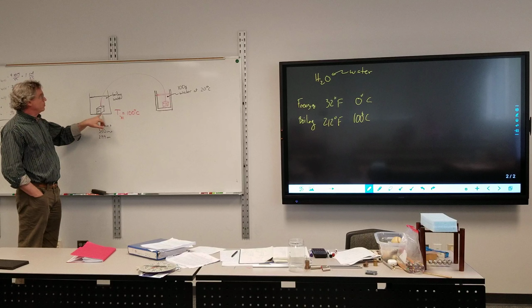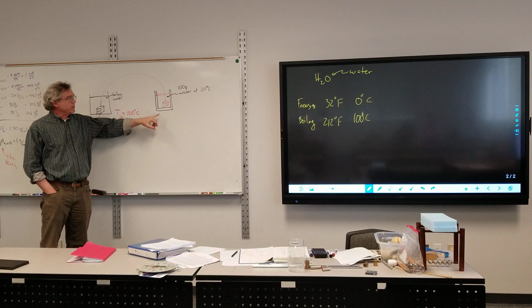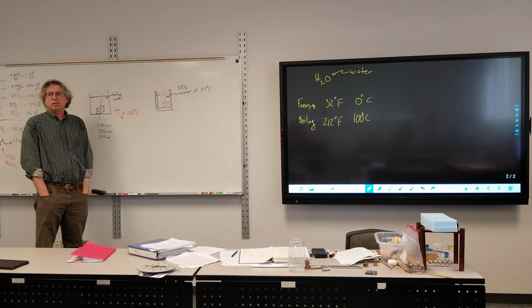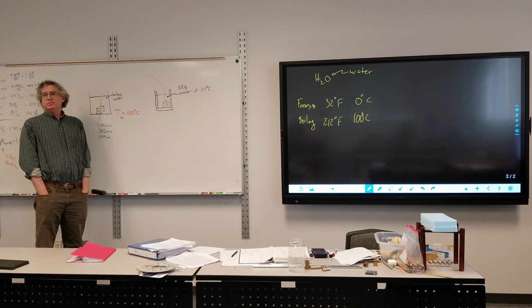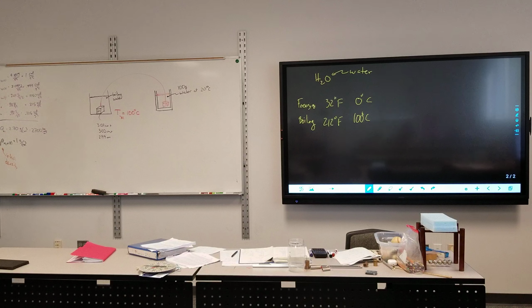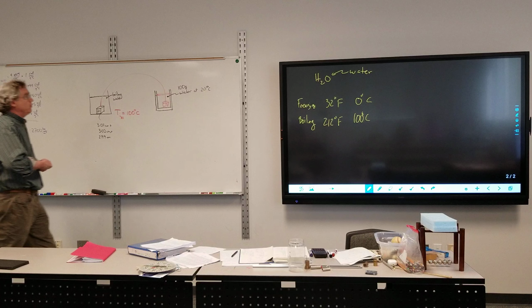So now I've got this block of metal at 100 degrees Celsius. I stick it in the water at 20 degrees Celsius. What should happen in general? Not looking for specific numbers, but what should happen to the water? What should happen to the aluminum? Water temperature increases and aluminum decreases. Yeah, it will eventually, assuming there's no energy loss, reach an equilibrium temperature. And that is what we're going to try to figure out: what is the final temperature of the water and the block?